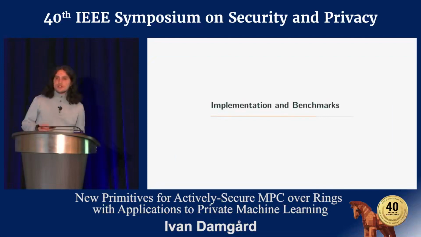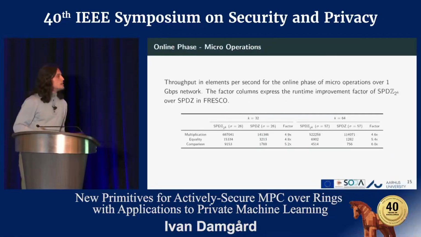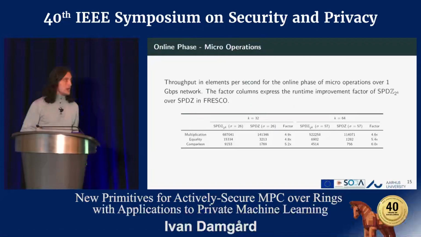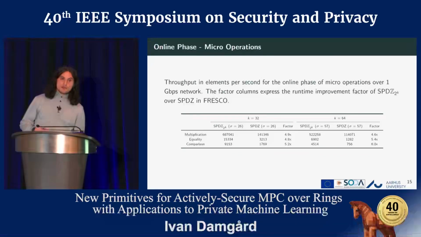So finally, I just want to discuss super quickly the implementation and benchmarks that we have. Again, it's the FRESCO framework, it's Java, and we can compare SPDZ and SPDZ2k in the same setup, which is, of course, very nice. And I would like to focus your attention on this particular column, which is the factor improvement between SPDZ2k and SPDZ. This particular table is for the online phase of just running a bunch of multiplications, like the throughput, as many multiplications as you can do per second, equality tests, and comparison. And the main point, and sigma here is the statistical security parameter, the main point is that we can get a factor of roughly 5 improvement with respect to SPDZ.